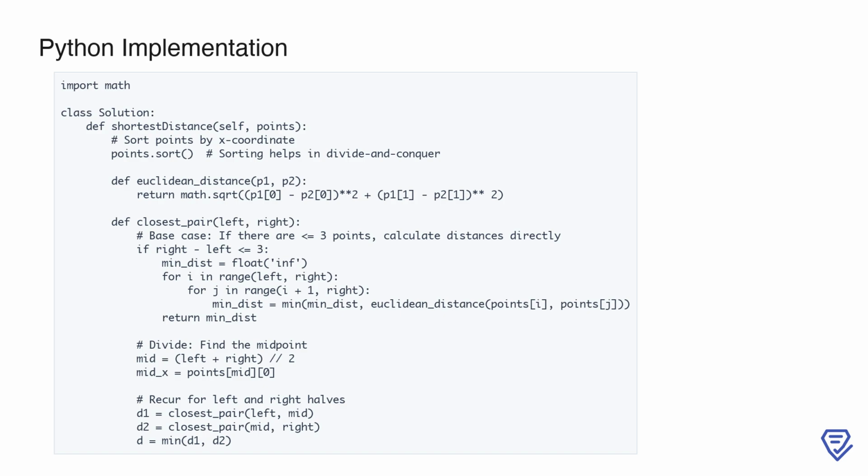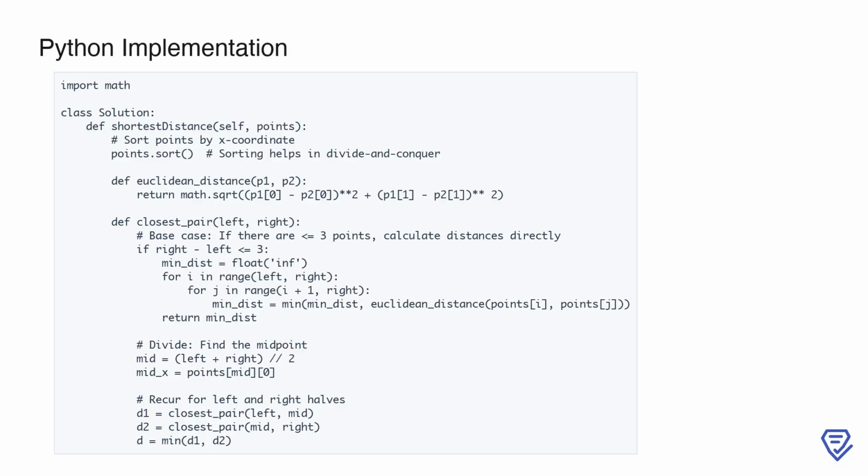Sorting is crucial because it allows us to efficiently apply the divide and conquer approach, which we'll use to solve the problem. We then define a helper function, euclidean_distance, which calculates the distance between 2 points using the formula derived from the Pythagorean theorem. The main logic is implemented in another helper function called closest_pair, which takes two indices, left and right, representing the current range of points under consideration.